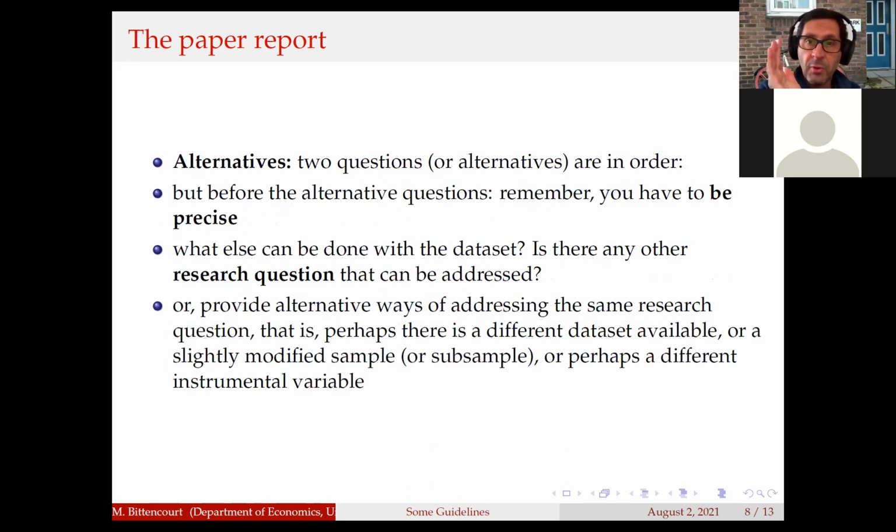But before the alternative questions, remember, you have to be precise. You are not rewriting the Bible, folks. That has already been done. You don't need to do it again. One is enough. What else can be done with the data set? Is there any other research question that can be addressed, or provide alternative ways of addressing the same research question? That is, perhaps there is a different data set available, or a slightly modified sample or subsample, or perhaps a different IV, if endogeneity is a problem. This is all part of comments, criticisms, and after criticisms, suggestions.